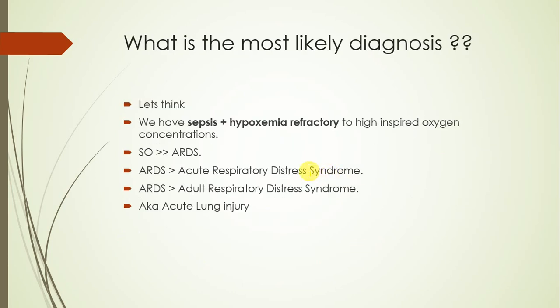So let's recap. What's the most likely diagnosis in this patient? If we summarize, the patient has sepsis as evidenced by a positive culture, and severe hypoxemia which did not improve after a very high oxygen therapy. This actually leads us to think of the differential of ARDS. ARDS stands for acute respiratory distress syndrome, or the word acute may be replaced by adult. I think the first one is better. Sometimes it's also called acute lung injury, although this is not well established nowadays.